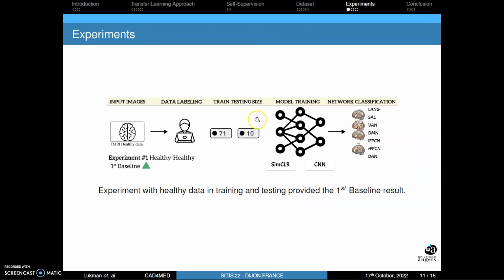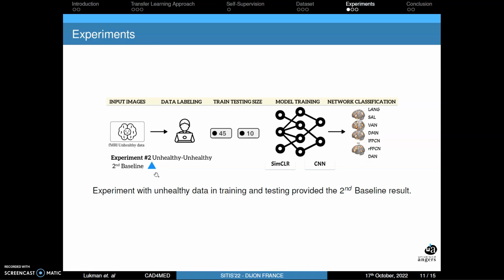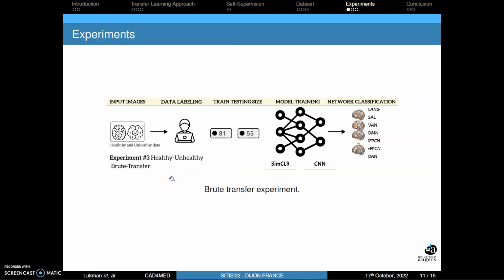Some of our experiments include the initial experiments with healthy data, where we train a model with healthy data and test with healthy data, which gives us the first baseline result. Secondly, we also train a model with unhealthy data and test the model with unhealthy data, which gives us the second baseline result. And interestingly, we also approach the possibility of brute force transfer learning, which involves healthy training and unhealthy testing.